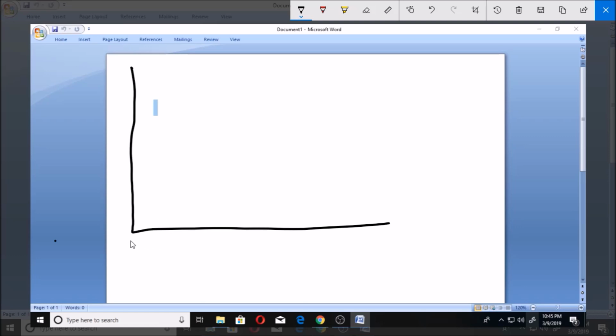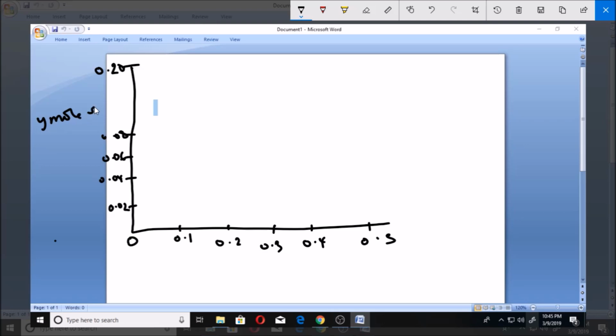So we're going to use scales of 0, 0.1, 0.2, 0.3, 0.4, 0.5, and here we're going to use 0.02, 0.04, 0.06, 0.08 down to 0.20. So here is going to be y, which is mole fraction of the hydrocarbon, and here is also x, which is as well a mole fraction of the hydrocarbon. So the Y is in gaseous phase, here in the liquid phase.